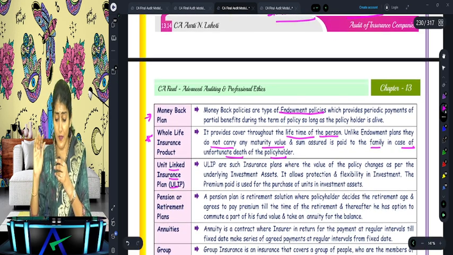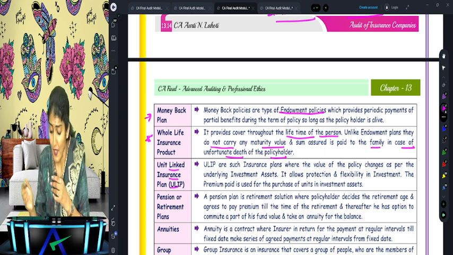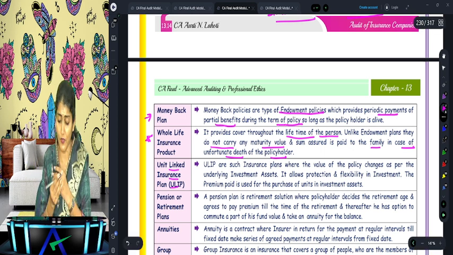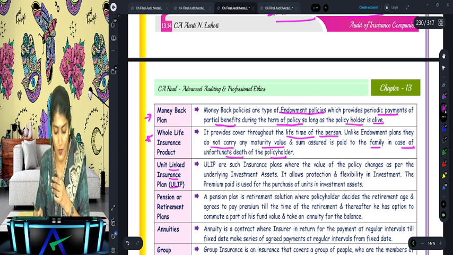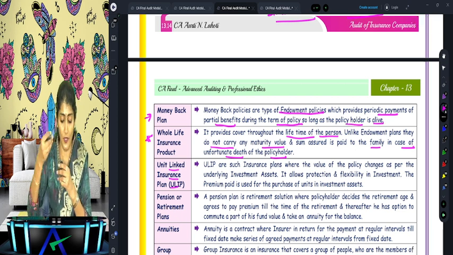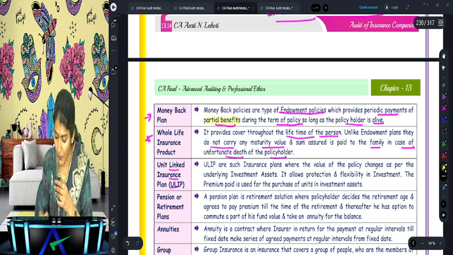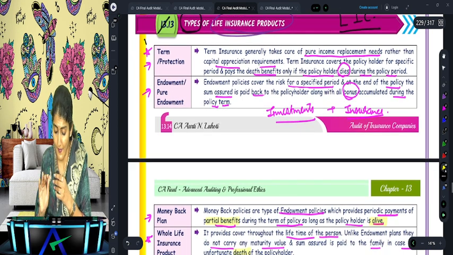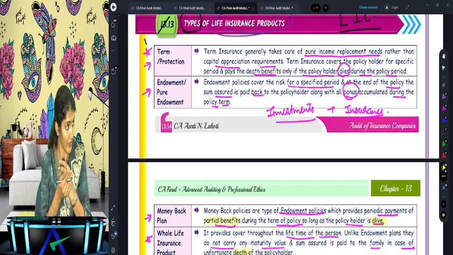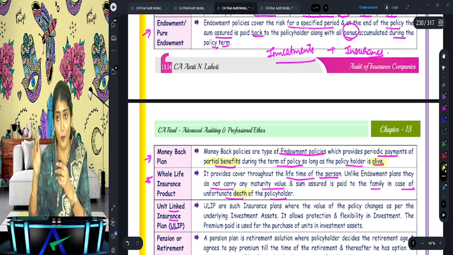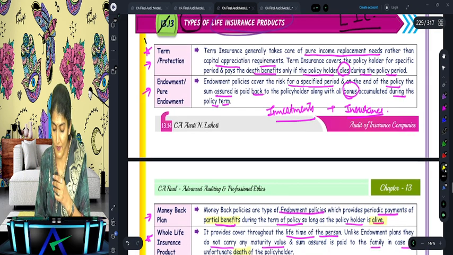So money back policies are a type of endowment policies which provide periodic payments of partial benefits during the term of the policy, so long as the policy holder is alive, right? So they keep on giving you the partial benefits during the term of the policy while the policy holder is alive. First they were talking about the death of the policy holder. Now they are telling you that you can stay alive. And in the money back plan, there are partial benefits during the term of the policy, so long as the policy holder is alive.